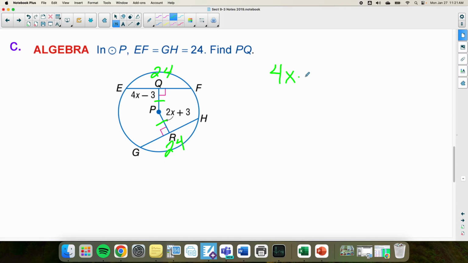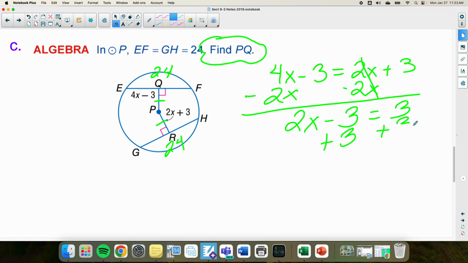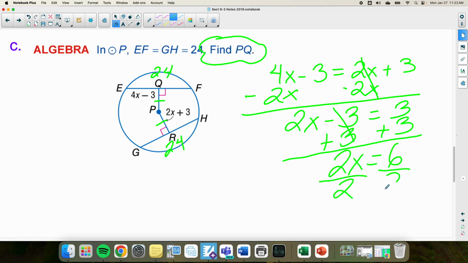So first we're going to set these equal, and this one is just one step different because once we find x, we have to put it back into PQ. So I'm going to bring my x over. 4x minus 2x is 2x, minus 3 equals 3, and then I'm going to add 3. So I get 2x is 6, then I'm going to divide by 2, and x is 3.